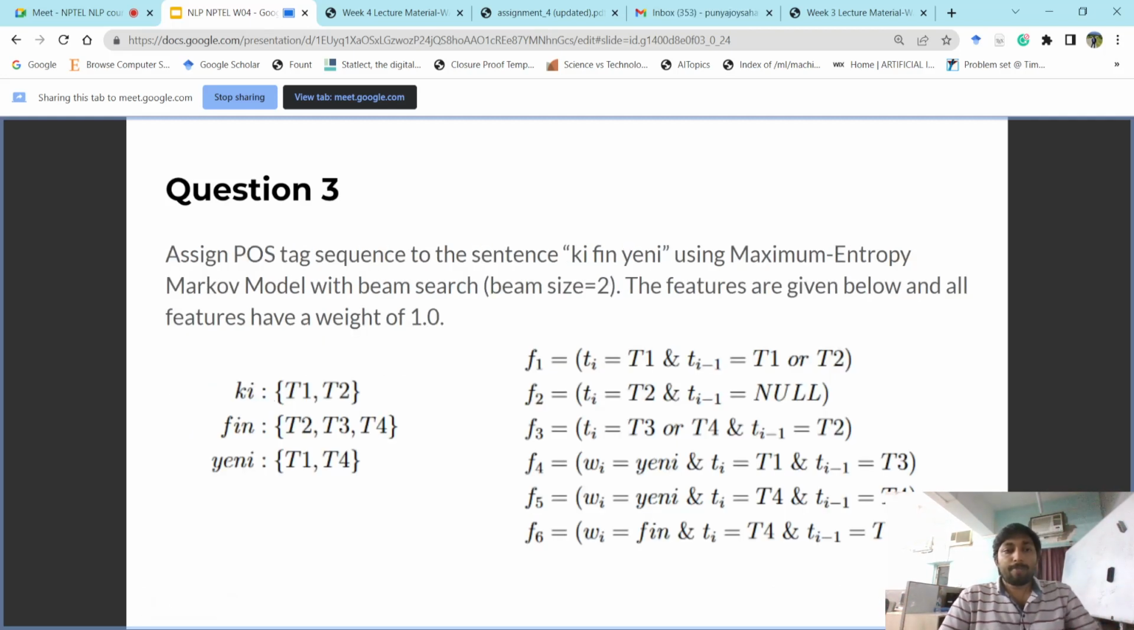Okay, now coming to the third question. This question is again based on the same sequence, and they are using a maximum entropy Markov model with beam search and beam size equal to 2. Again there are different new terms. So maximum entropy Markov model. What is this?